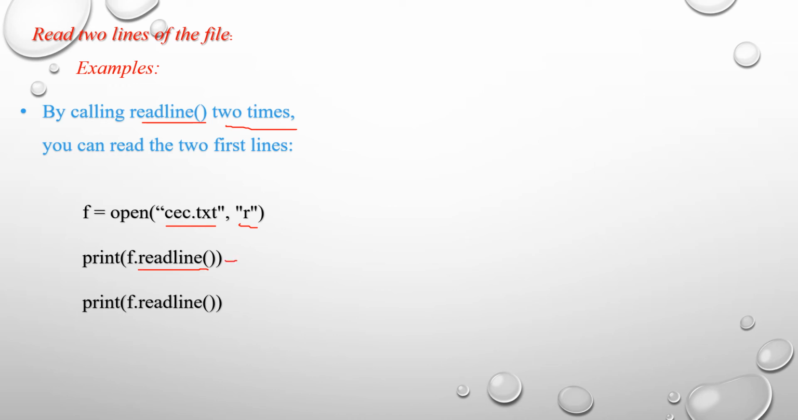This instruction is going to print the first line, and again I'm going to print f.readline. This instruction is going to print the second line. If you call one more print f.readline, this instruction is going to print the third line. By calling readline 2 times, you can read the first two lines. By calling readline 3 times, you can read the first 3 lines.